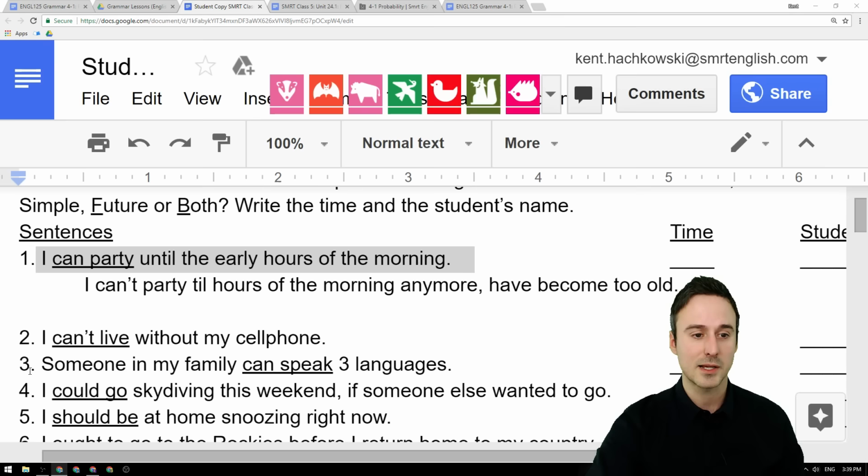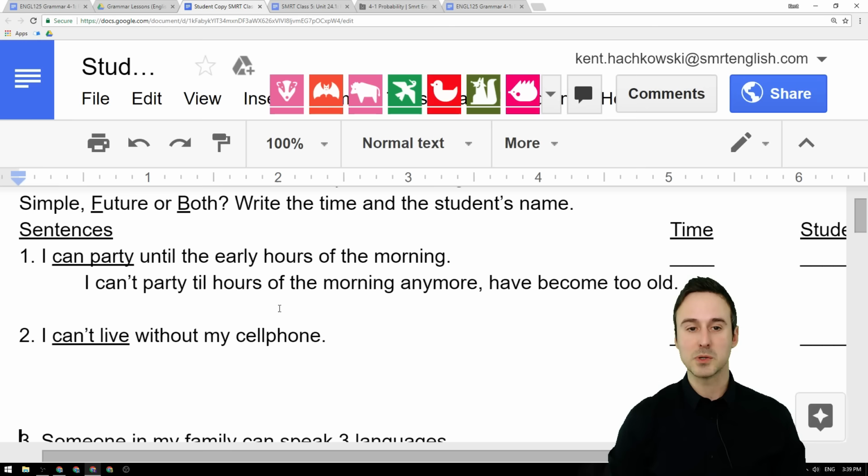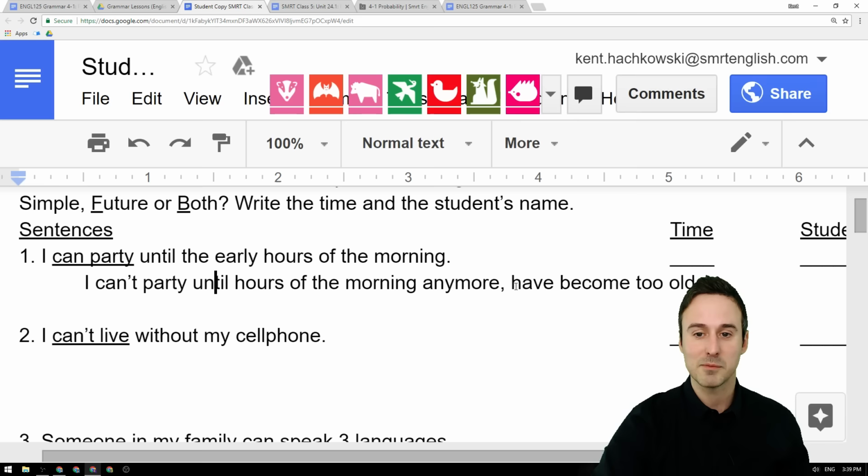Okay, this one is a good one. I think most students are like this. Also, when you're writing, you can start looking at the second one. But here we go, first one's coming in. So I can't party until, and sorry, I should write that the proper way, until. You can say till or you can say until. So I can't party until the early hours anymore because I have become too old. Yeah, maybe a little bit, maybe not.